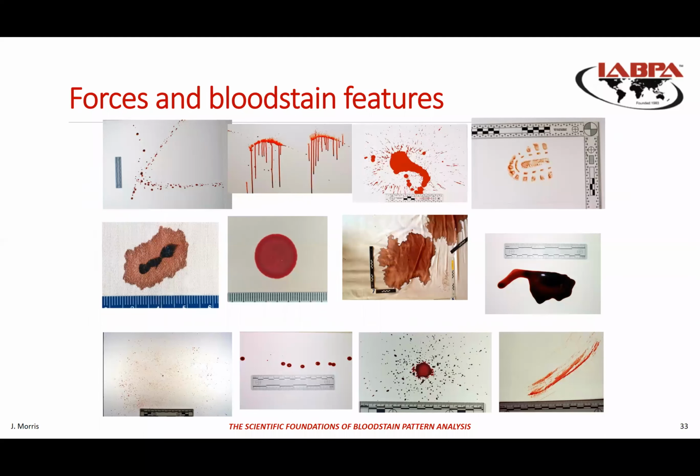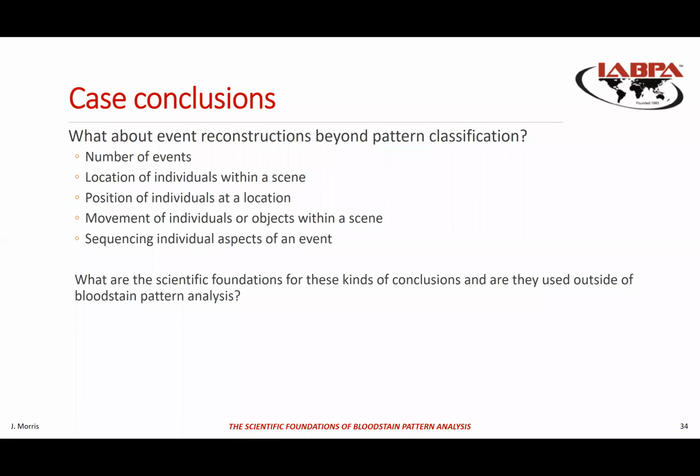But now let's move to the second category of conclusions. That second category is event reconstructions. And it's, okay, this is an impact pattern, but what does it mean? Yes, I see that blood was struck, but what does that mean? These can be the reconstructive conclusions that are made, that we discussed, about people moving within a scene, the sequence of events, or the position of people. Were they standing up, or were they kneeling, or were they on the ground?